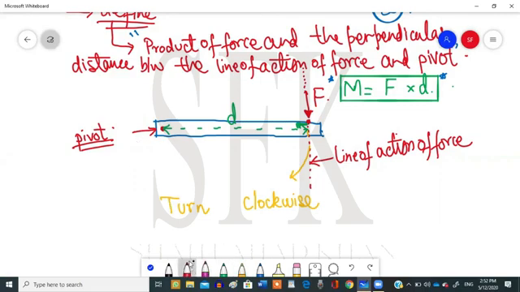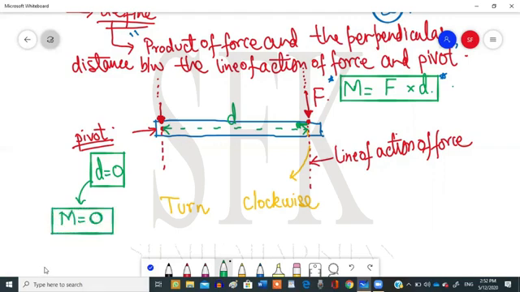Now, for example, if this perpendicular distance becomes 0, if this force acts right over here at the pivot, if I take this force from here, I pick it up and pass it through this pivot, if the line of action of force passes through the pivot, then the value of this distance becomes 0, right? And if the value of the distance becomes 0, then the turning effect or the moment will also become 0.